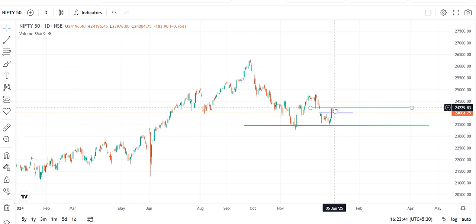Now what can happen? There is a strong resistance here, which is at 24,200. If Nifty breaks this resistance the next day and starts trading around this level, 24,200, then buyers will become active again, and it can push the market up. This is the first scenario. So watch this level, watch the opening on the next day, and if it is above 24,200, then most likely you can enter for a buying position.